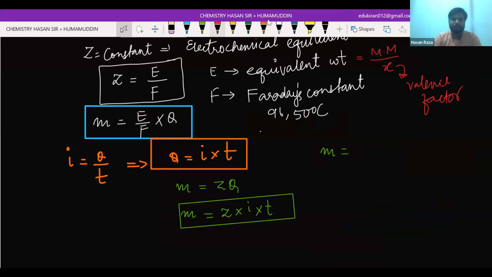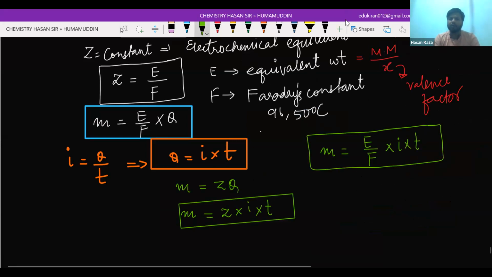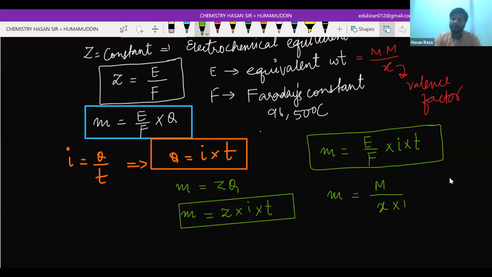So you can see M is equal to, in the place of Z, we can write E by F into I into T. And we can also write, according to the requirement of the question, in the place of E, molecular weight or atomic weight divided by N factor or X, valency factor, into F into I into T. So according to the requirement of the question, we can use different formulas of this.